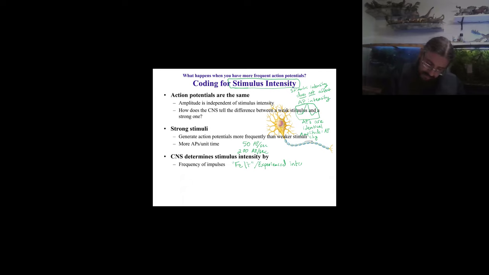All right. There are other things that will help code for stimulus intensity. So for instance, the number and diversity of sensory receptors triggered. And we'll get into that with senses.